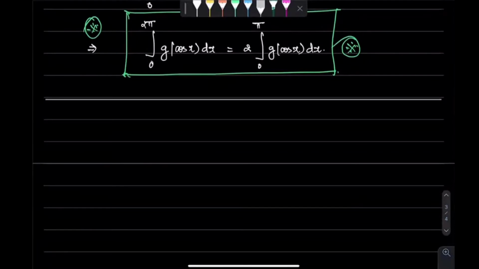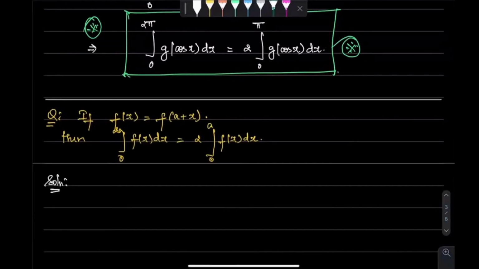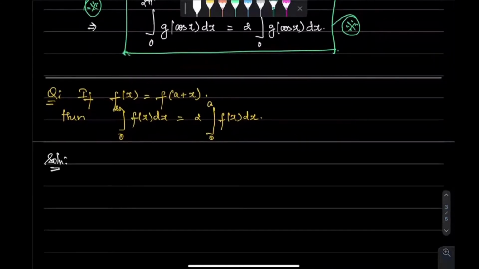The next question. If f of x is equal to f of a plus x, then integral 0 to 2a f of x dx will be equal to 2 times integral 0 to a f of x dx. Do you understand what is happening here? Can I consider this as a result? But before that, you need to solve this properly.